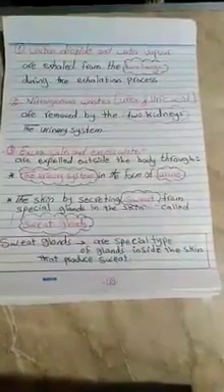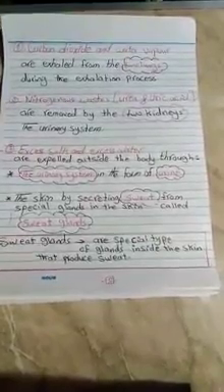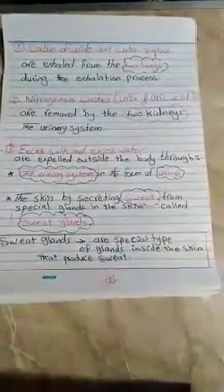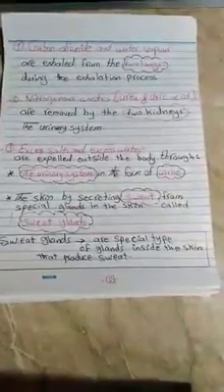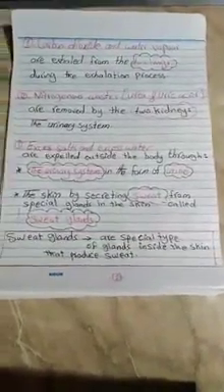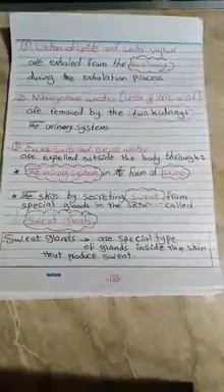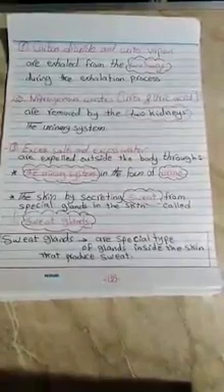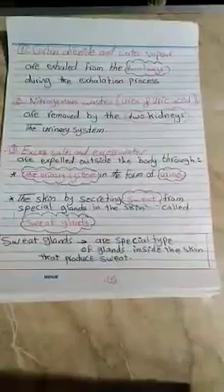Again, some excess salts and excess water are expelled outside the body through the urinary system in the form of urine. Some excess salts and excess water can also be released from the skin by secreting sweat from special glands in the skin called sweat glands. If I asked you what is meant by sweat glands, they are a special type of glands inside the skin that produce sweat.